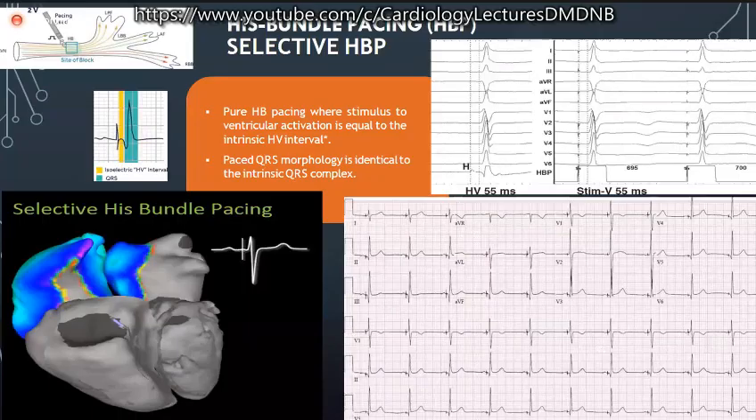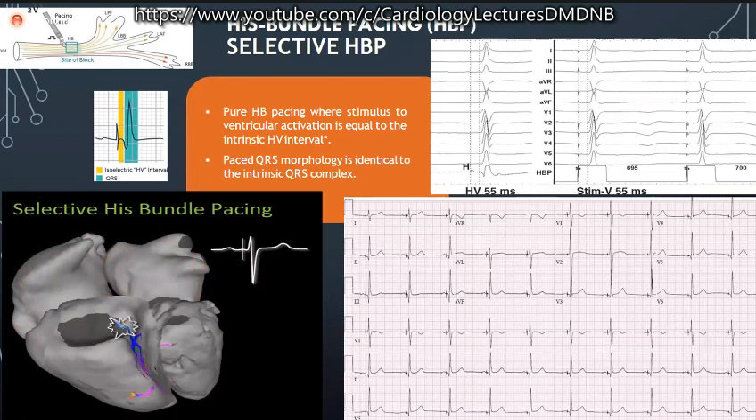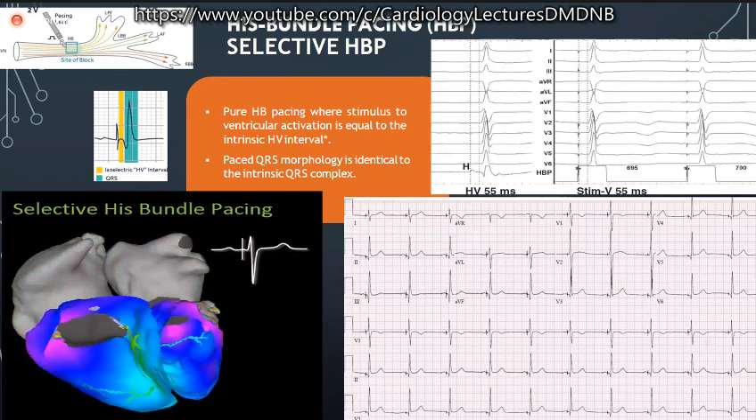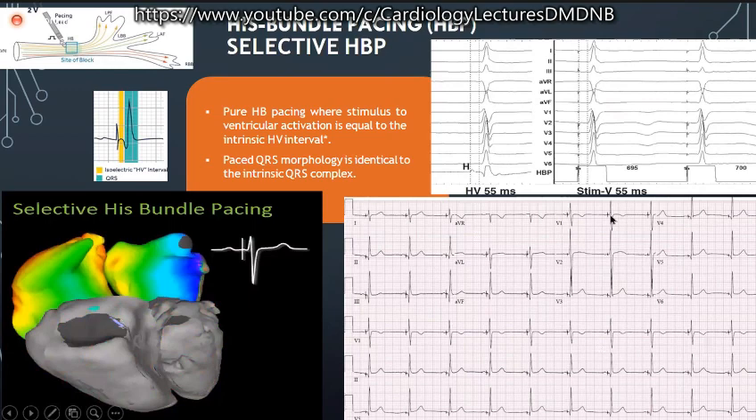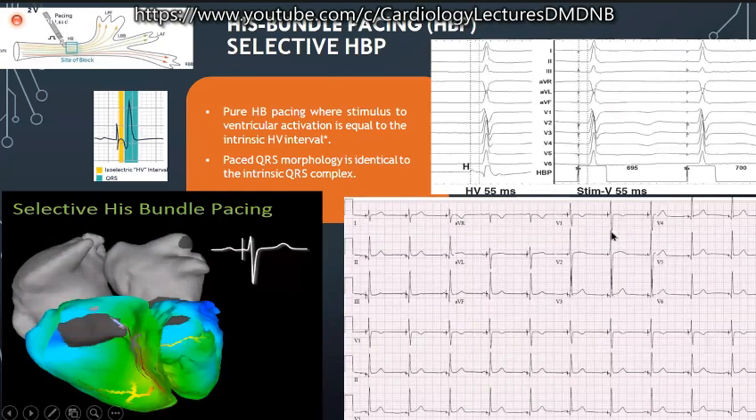Some terminologies: when we say selective His Bundle pacing, that means the paced QRS would look just similar to the intrinsic QRS complex. And there would be an isoelectric line between the pacing stem and the QRS, which would be exactly equal to the intrinsic HV interval. This is an example of selective His Bundle pacing. You have a pacing stimulus followed by an isoelectric line, which is equivalent to the HV interval. And then you have a QRS, which is just similar to the intrinsic QRS. So you're exactly pacing the His Bundle alone, with no myocardial capture at all.